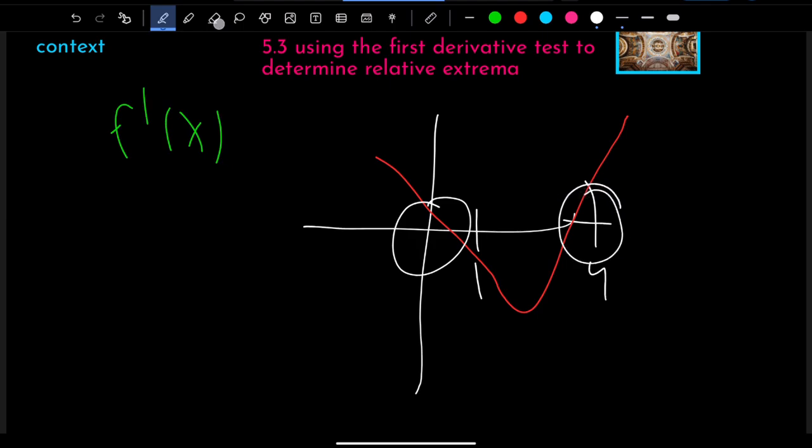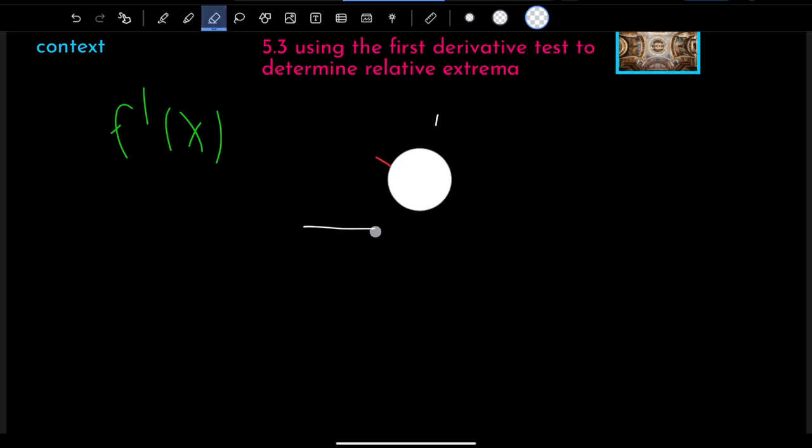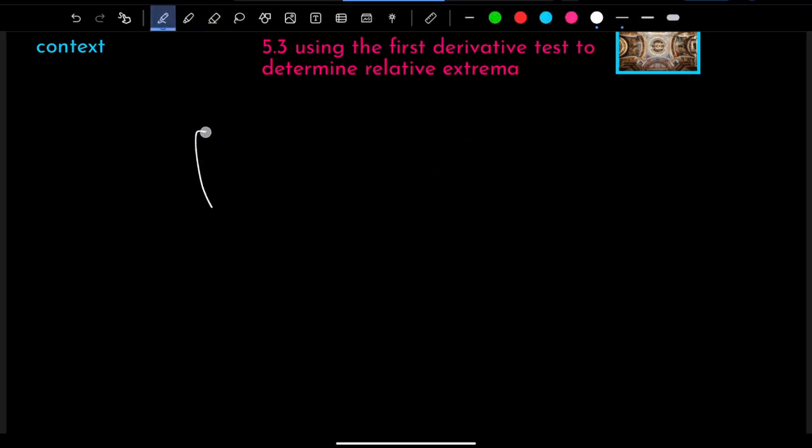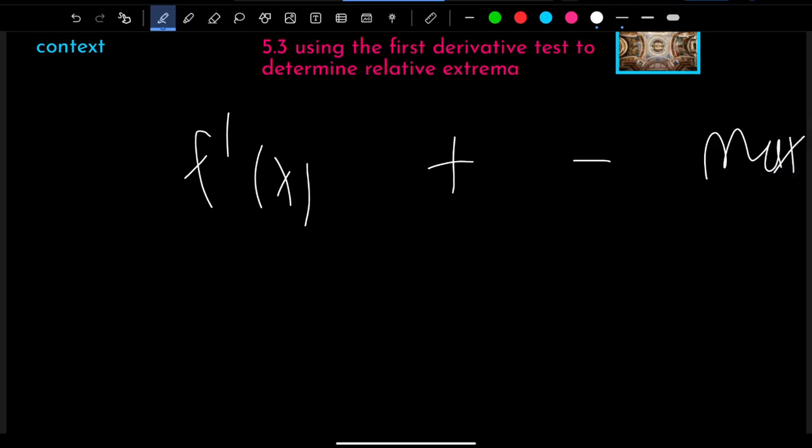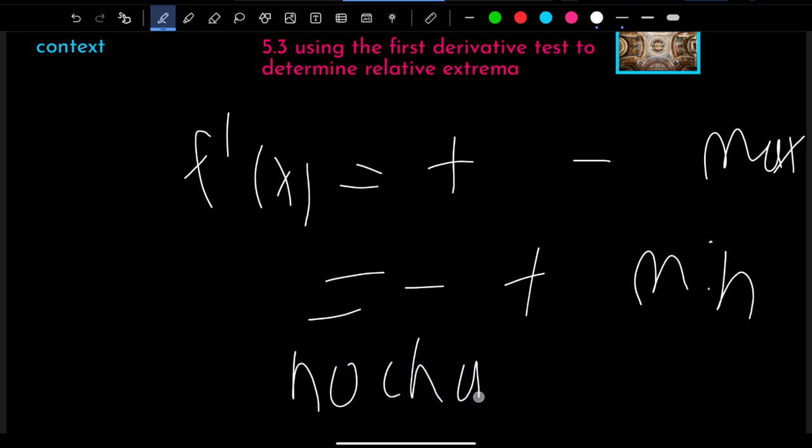So here's your key takeaway for this video. f prime of x, positive to negative, max. Negative to positive, min. And when there's no sign change, it is no extrema.